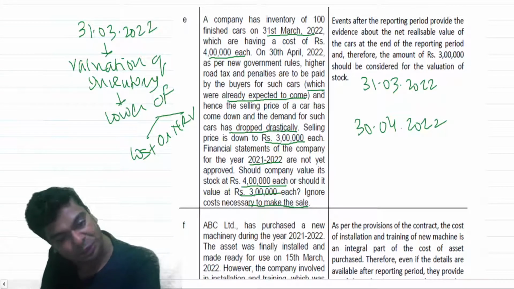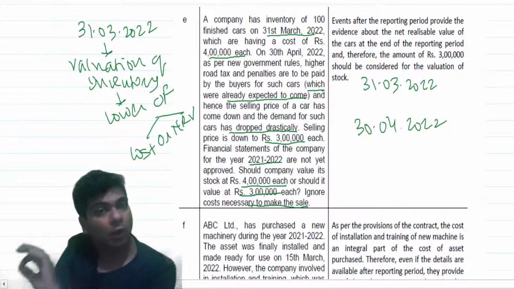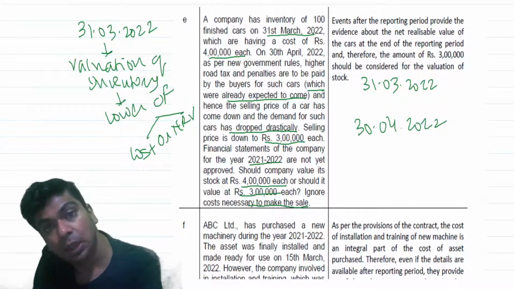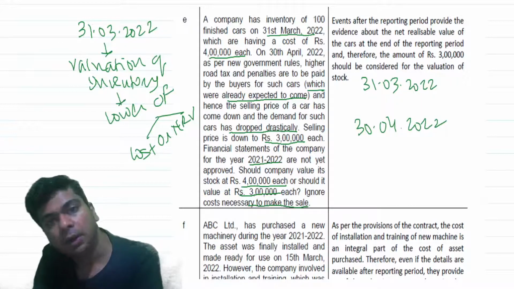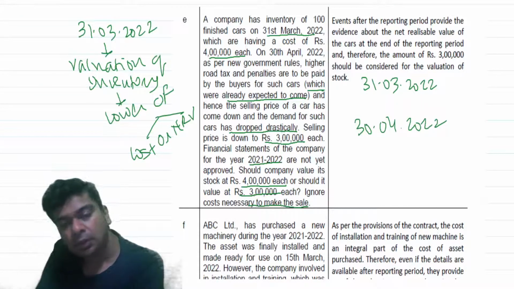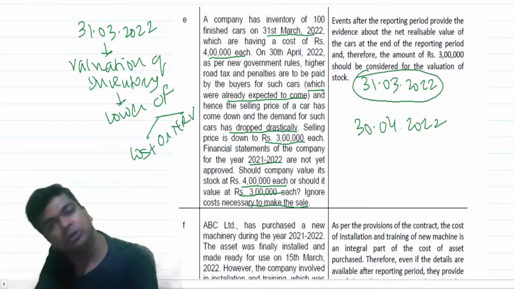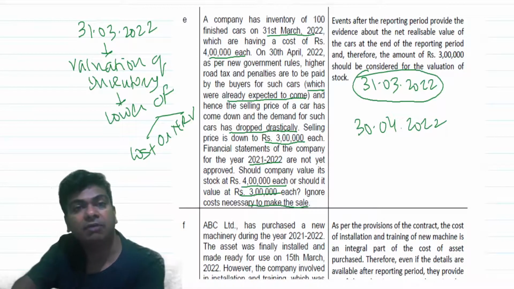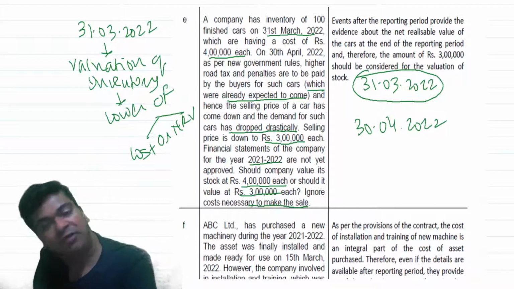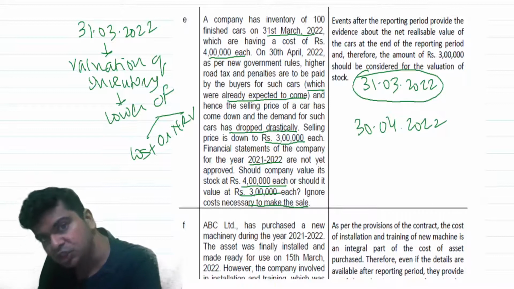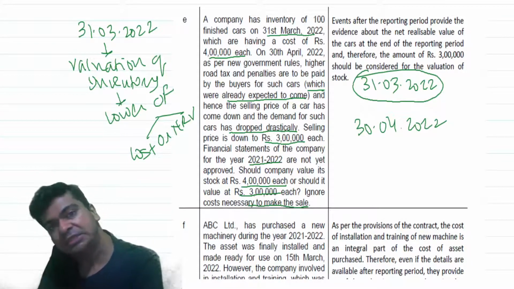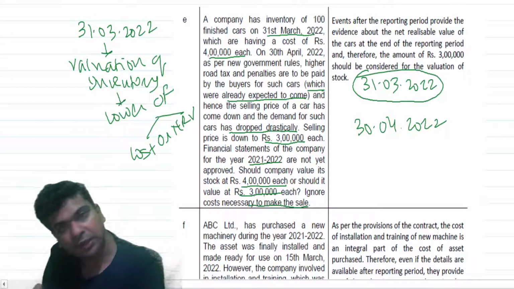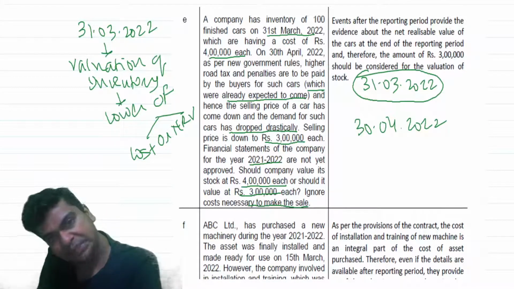And because the car demand has reduced, now that same car which you were going to sell at a particular price, which we don't know, you will be forced to sell at 3 lakhs of rupees. 4 lakhs or 3 lakhs, whichever is lower. Obviously, 3 lakhs is lower. Question is, you have to do inventory valuation on 31st March 2022. Should you value inventory at cost of 4 lakhs or at the NRV of 3 lakhs? Is this event, which is happening on 30th April 2022, an adjusting event? If you say it is an adjusting event, then the inventory of car should be valued at 3 lakhs of rupees. If you say it is non-adjusting, then the inventory will be continued to be valued at 4 lakhs rupees, as we have already done.